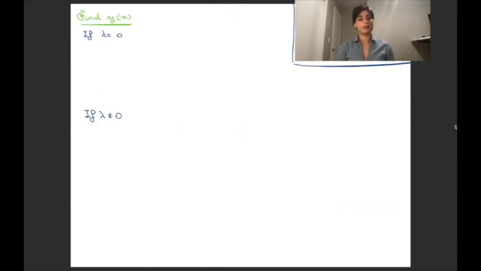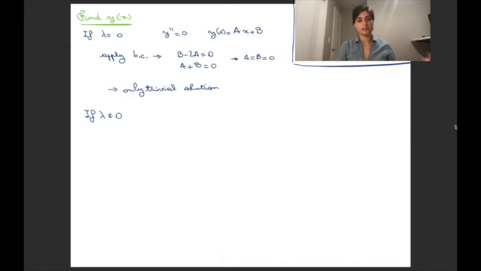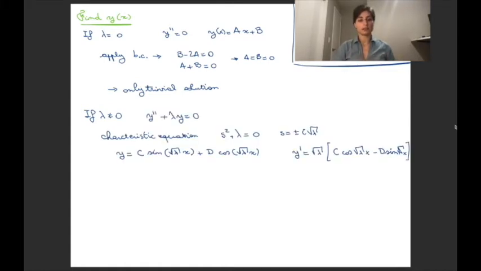Now we want to find y(x) that satisfies our Sturm-Liouville problem. If λ is equal to 0, well, y'' is equal to 0, y(x) is a first order polynomial. We have to satisfy the boundary conditions. So if we satisfy the boundary conditions, we have that a is equal to b is equal to 0, so we only have the trivial solution. Not that exciting. Let's look at λ different than 0. Then we can use the characteristic equation to find out that y needs to be the sum of sine of square root of λ x plus cosine of square root of λ x.